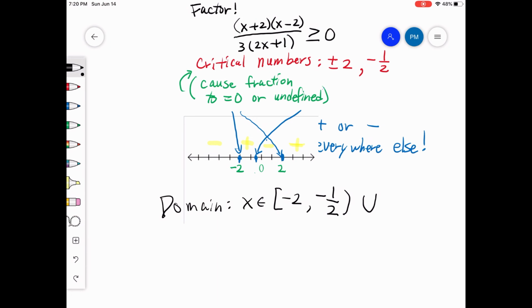And then the second interval where it's positive is from 2 to infinity. Do we include 2? Yes, we do, because it's part of this greater than or equal to. And of course, you use parentheses for the infinity sign. So the domain for this particular function is a merge of two intervals, from negative 2 to negative 1/2 and from 2 to infinity.